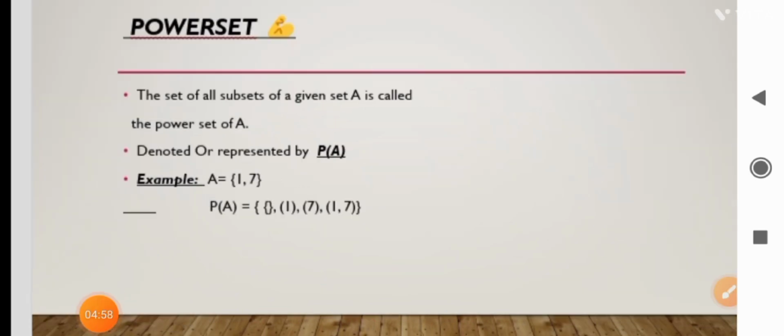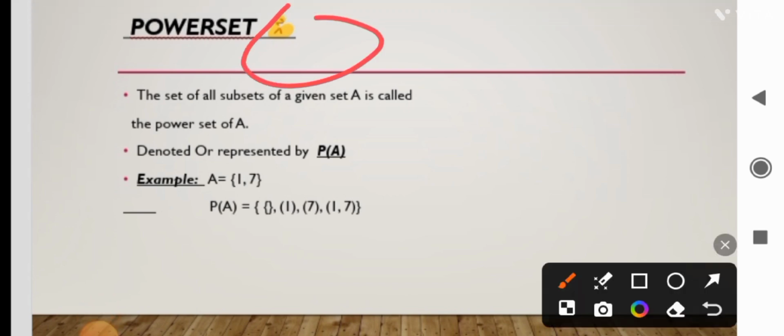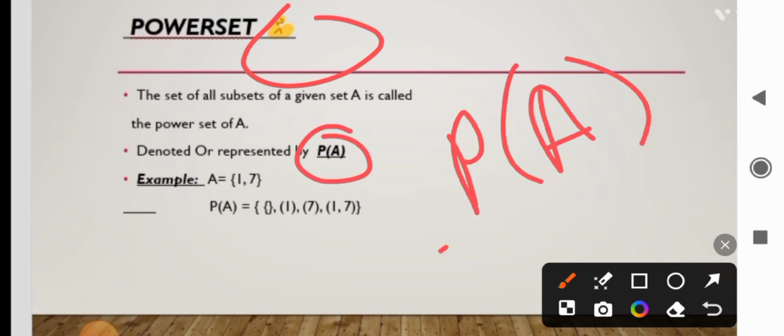The next topic is power set. Oh my god, what is power set? The set of all subsets of set A is called the power set of A. It is denoted or represented by P(A). Here P refers to power and we read it as power set of A.